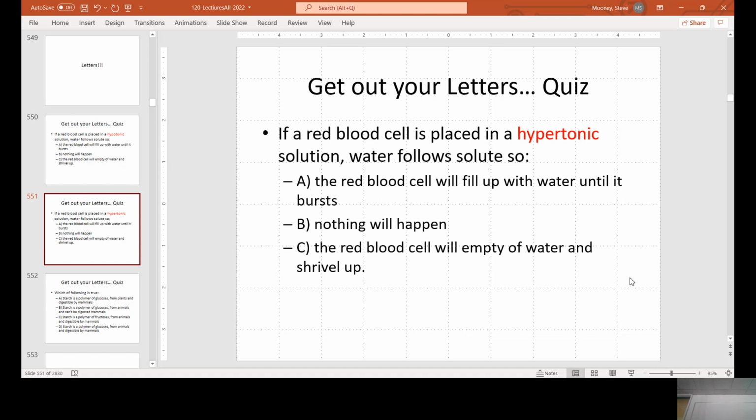Hypertonic. What's going to happen there? So where's the high water concentration? Inside the cell. Water can move. It's going to go down its concentration gradient. It's going to leave the cell, which gives us a cell that shrivels up, or answer C. This is starting to become second nature.